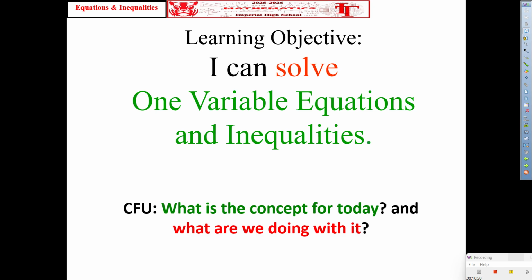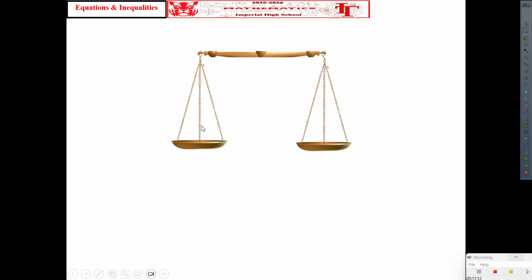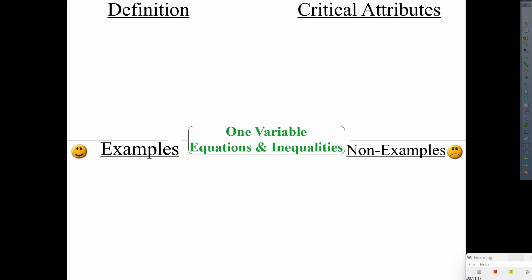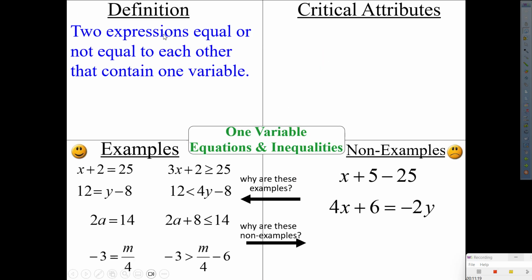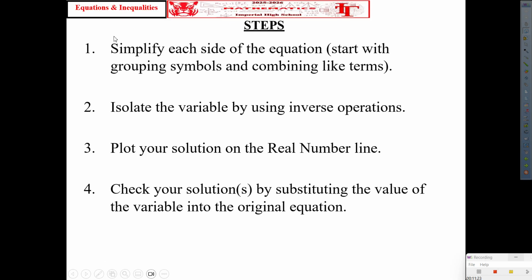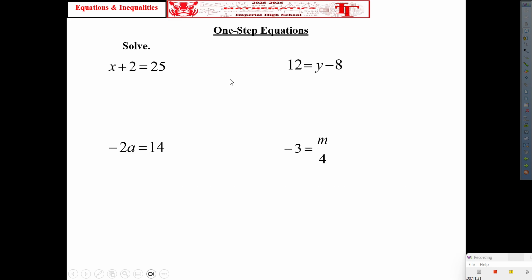Yes. So, today we don't need a Frayer model because we already know what one variable equations and inequalities are. And then I did a quick intro using the scale. You guys remember that? I gave you guys a Frayer model with all the definitions, examples, non-examples. We created some hashtags. I told you we're going to follow a couple steps: simplify each side first, and then we need to isolate the variable, or leave the variable by itself. We talked about one-step equations, yes? Baby equations, so simple. You just need one step to solve, yes?